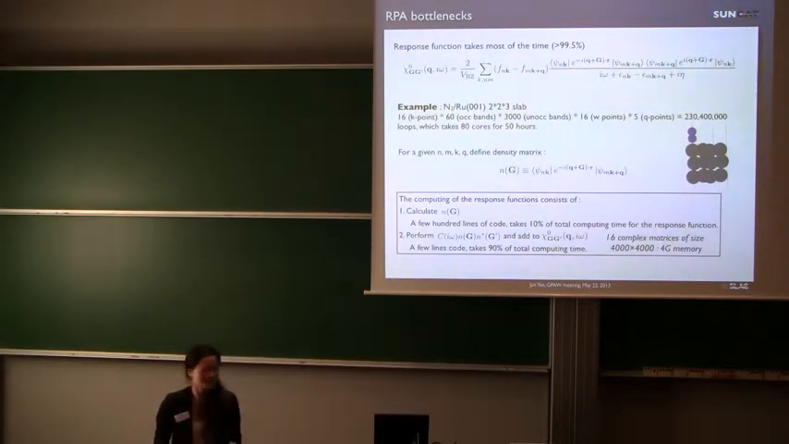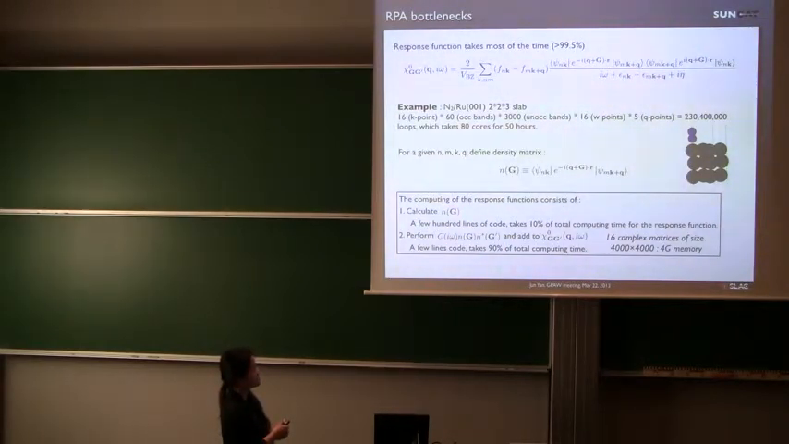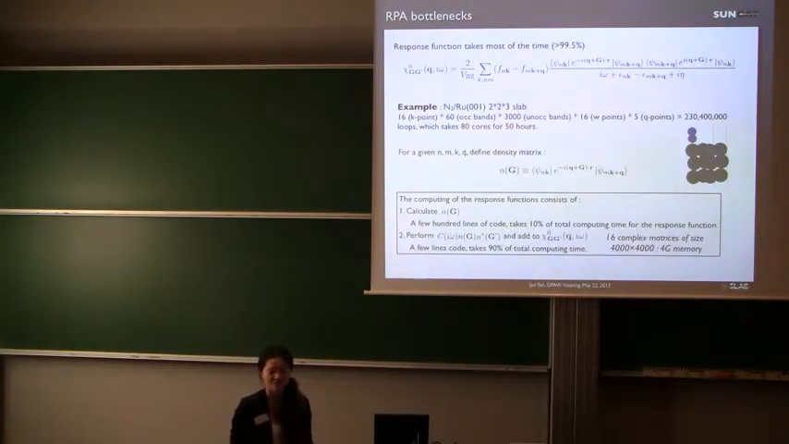It was very surprising when I did the profiling. When I did profiling for PDFT, calculating N_G doesn't occupy so much time, so most of the time is spent on calculating this N_G. But when you do RPA, the story is completely different. Calculating N_G takes only 10% of the time, and instead this step of just calculating an outer product of two vectors takes 90% of the total time, and it's only one line in the code.